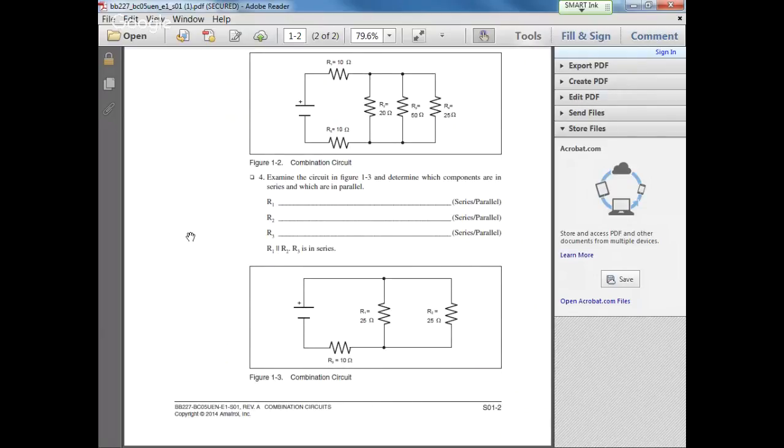All right, so we have another question, 4. What is R1? Which is right here. This is R1. R1 is what, series or parallel? Parallel. It's in parallel configuration. R2 is in what? Right here. R2, it's parallel as well. And then R3 is down here, which is series configuration.